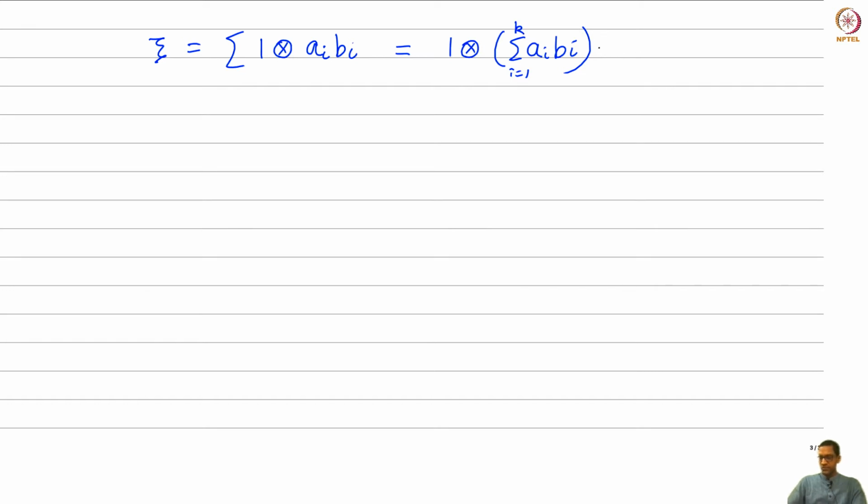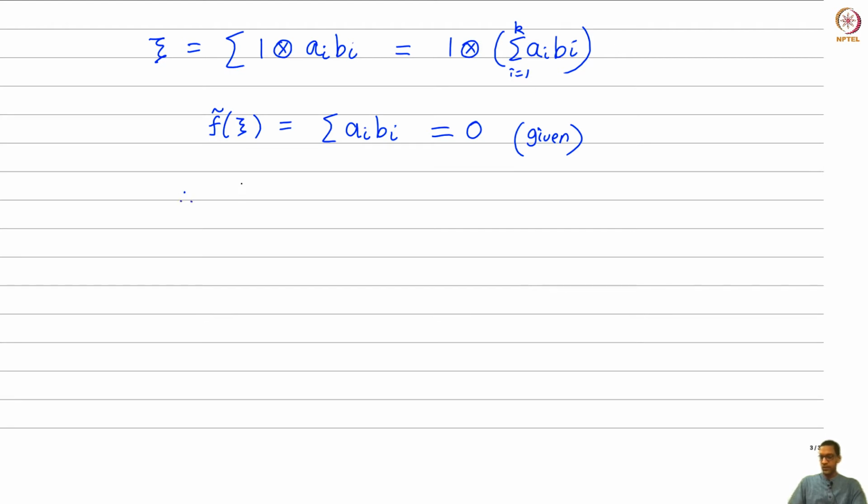Okay, and what's f tilde of this? Therefore, f tilde of xi is of course by definition summation ai bi. Okay, and that's given to be 0. So I've assumed that xi is in the kernel. So what does that mean? It means summation ai bi is 0, but then xi is of the form 1 tensor 0, right?